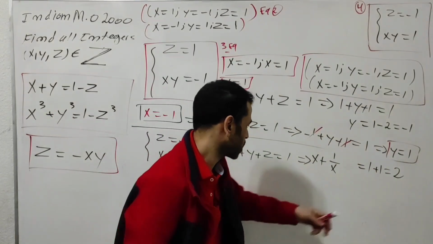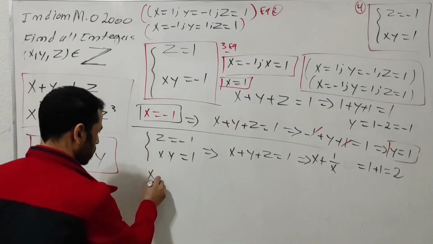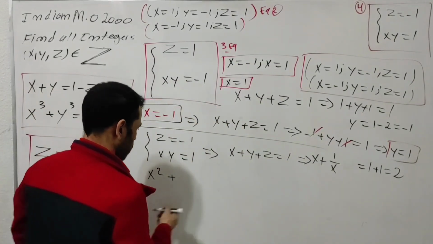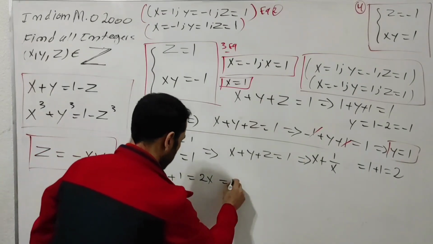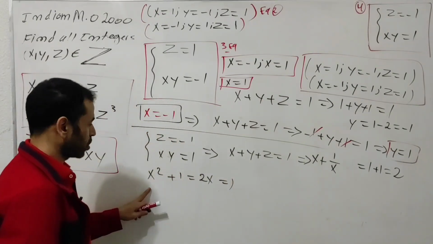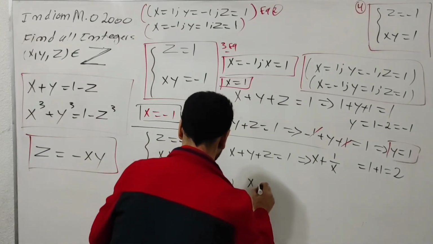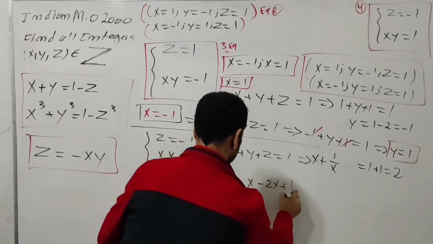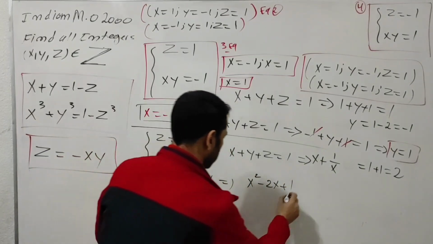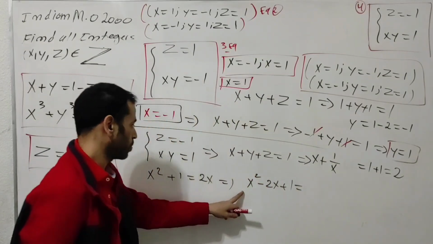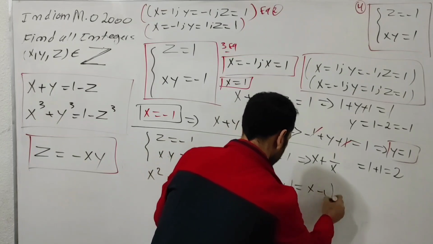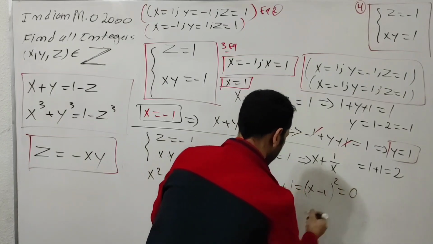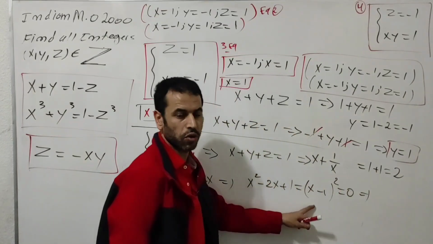By multiplying side by side, I will get x squared plus 1 equals 2x. So I'm going to bring this 2x to the left hand side of this equation. I will get x squared minus 2x plus 1, which forms a quadratic binomial, which is x minus 1 quantity squared equals 0. So I will have the solution x equals 1.